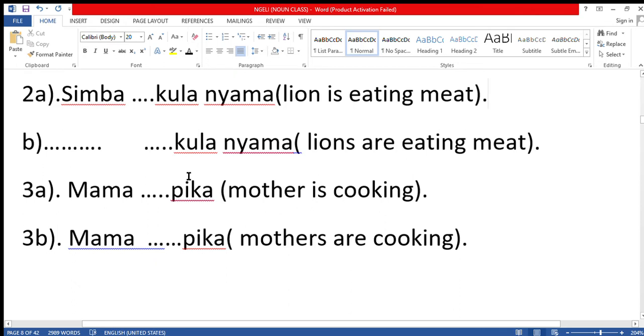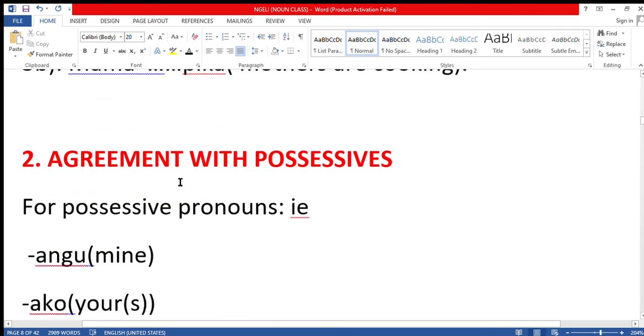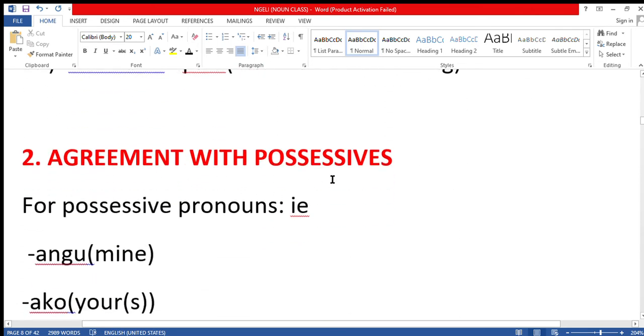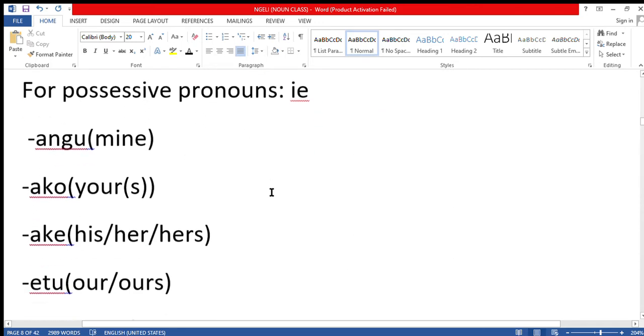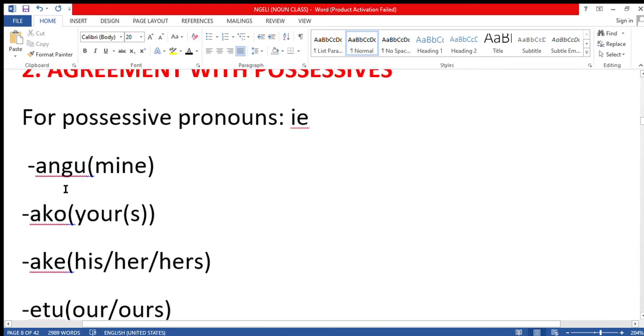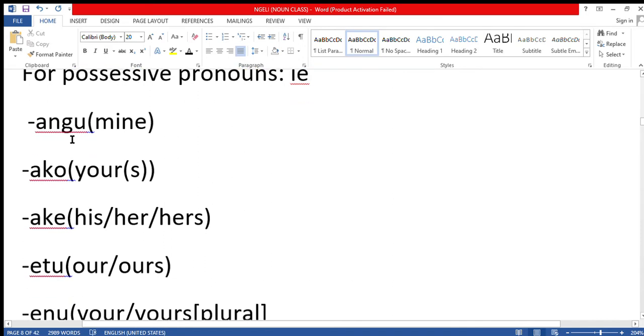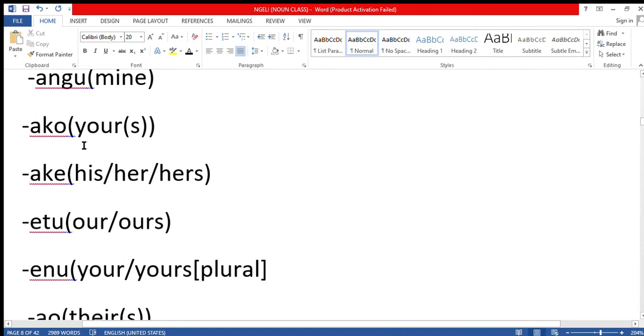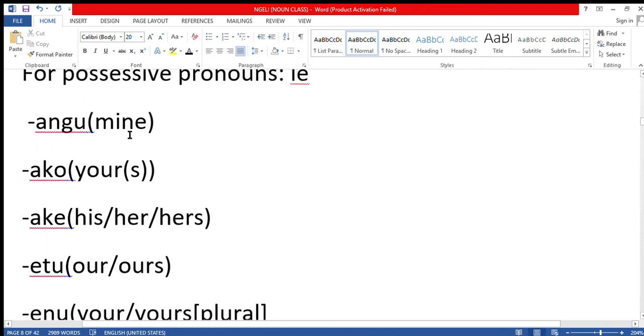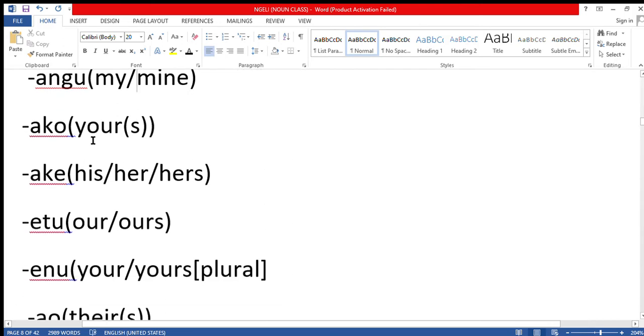So let's go to another agreement, that is agreement with possessives. Possessives, for possessive pronouns, actually the possessives are angu. Angu means mine. Angu. So this is just the roots. Angu, mine. Ako, yours or your. Here also angu, my or mine. So let me just write here. Your is your or yours.